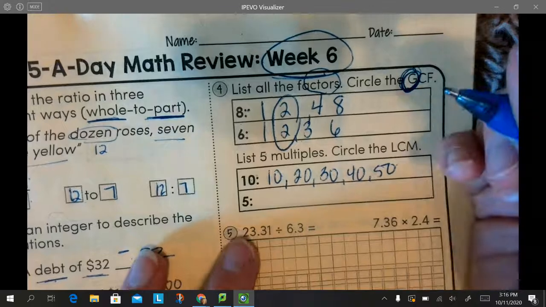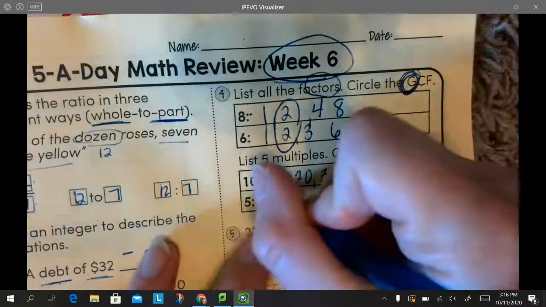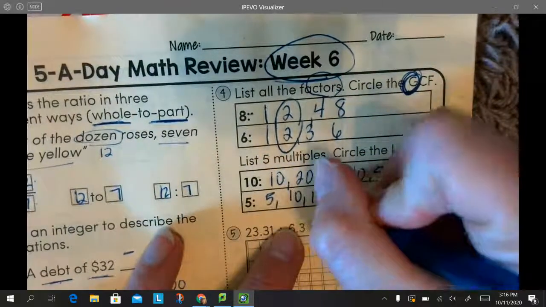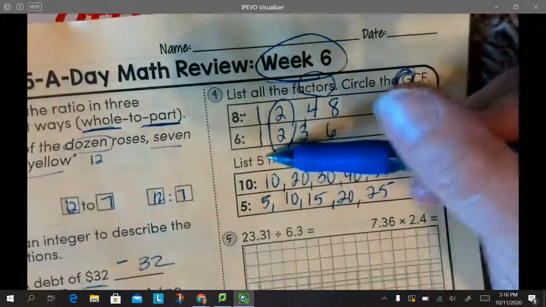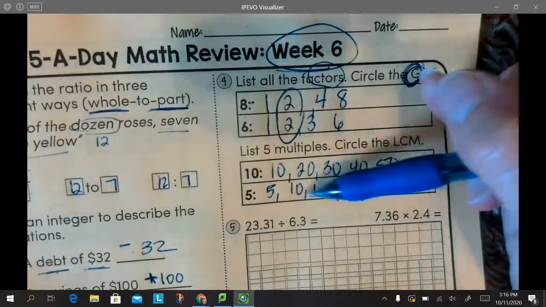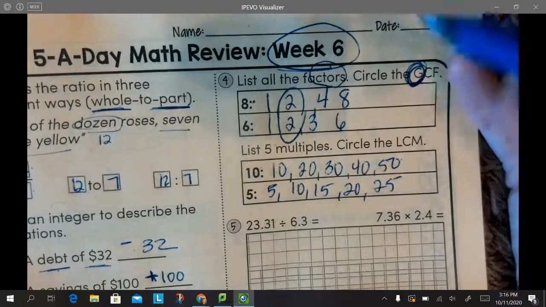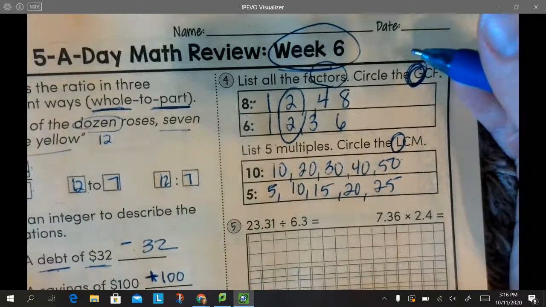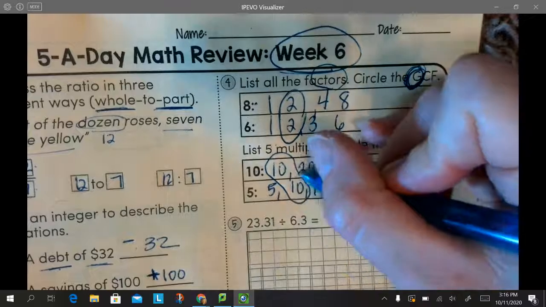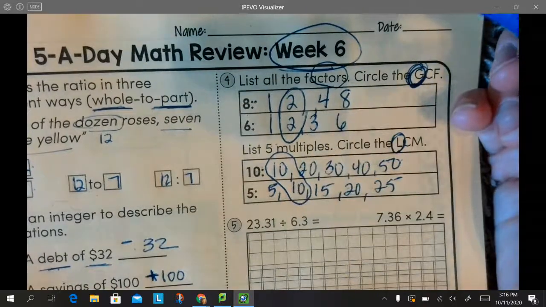Okay? All right. Multiples of 5. So you want to do 5, 10, 15, 20, and then 25. And then let's see if we have 5, because that's what they had asked us. 1, 2, 3, 4, 5. Yes, we did that right. And then now they want the least or the lowest common multiple. So the lowest one that I see is 10. And that's it. You're done.